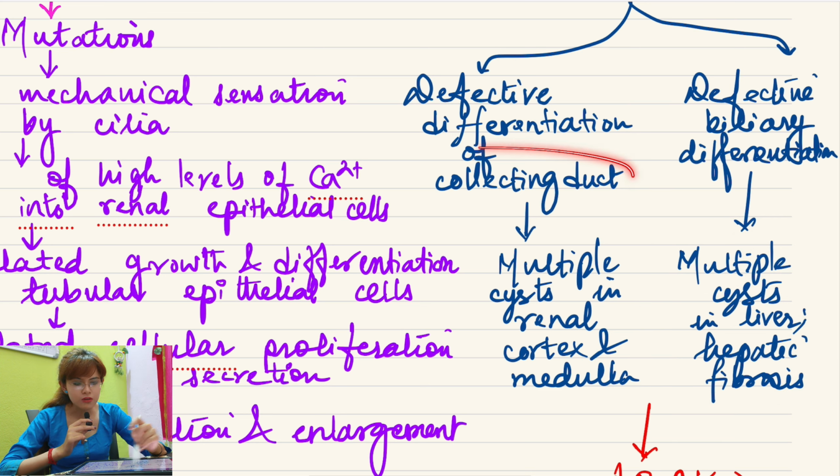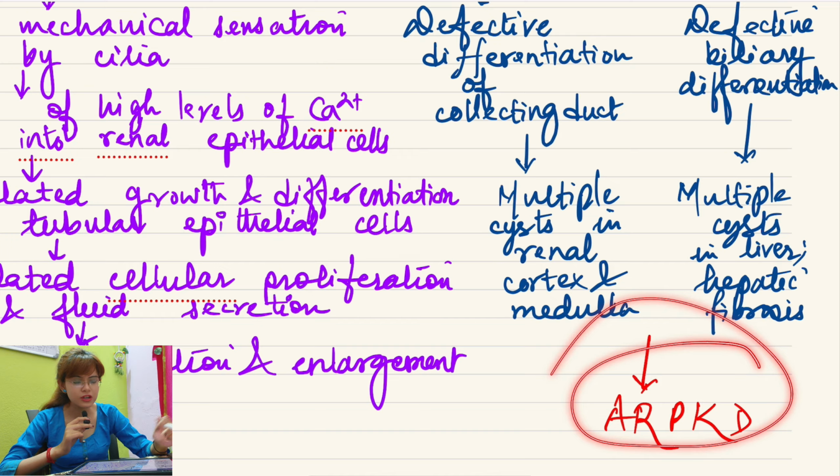So because of this collecting duct defect, renal cysts will be formed, and because of this biliary differentiation defect, there are going to be cysts in the liver, right? So there are specifically cysts in the liver in the case of ARPKD, and therefore this is the basis for ARPKD.